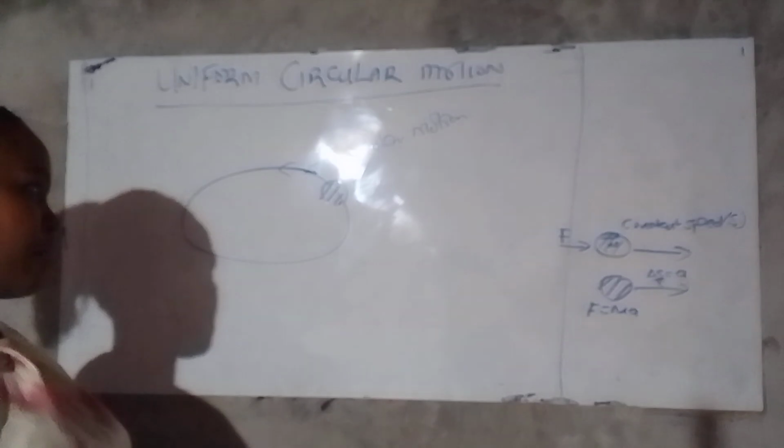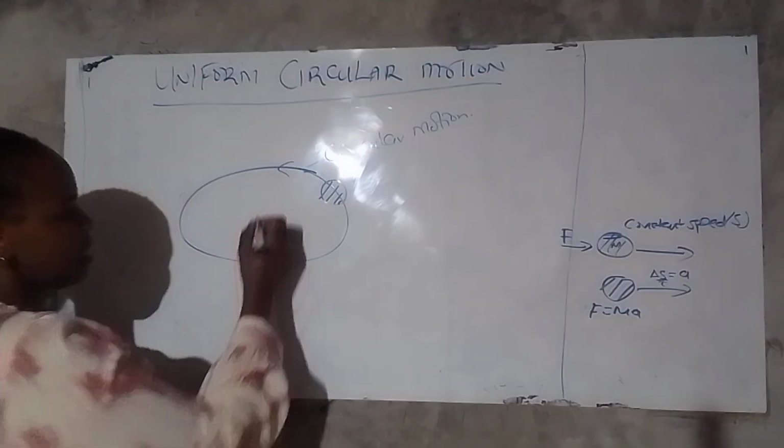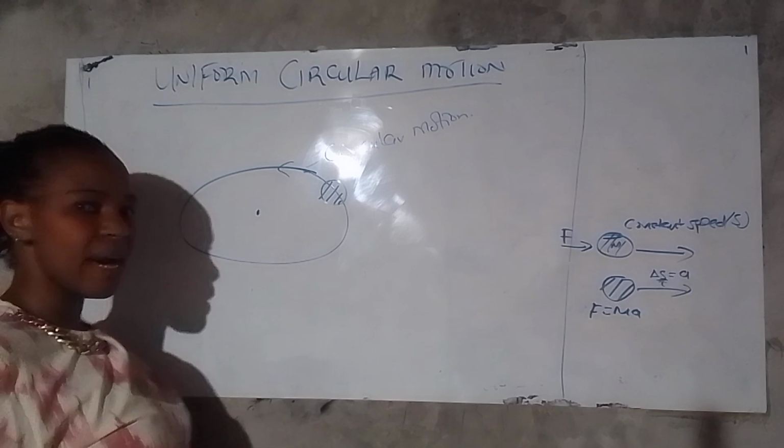Now let's look at this circular motion. To understand circular motion, we are talking about a circular path, so there is a center.